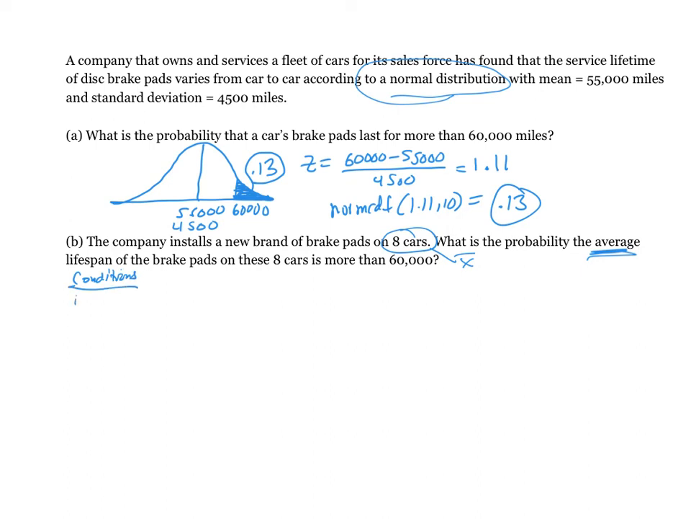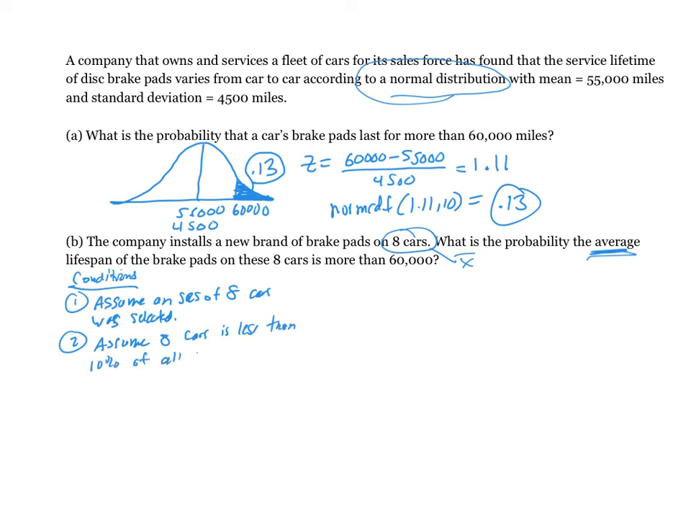And remember, the first condition is a random sample. And they don't say anything about it in this problem, so we probably have to say something like assume an SRS of 8 cars was selected. Number 2, we can assume 8 cars is less than 10% of all cars made. And I think we can safely assume that, right?